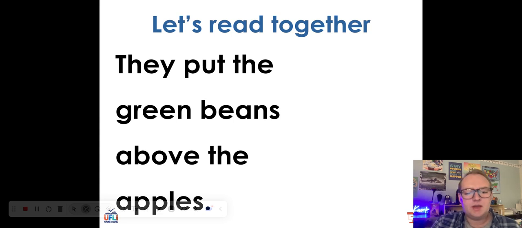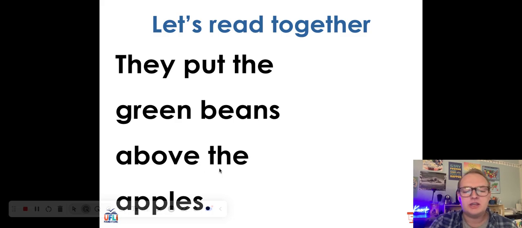I see EE in the word green. I see EA in the word beans. I also see that new heart word, above. This sentence is, they put the green beans above the apples.